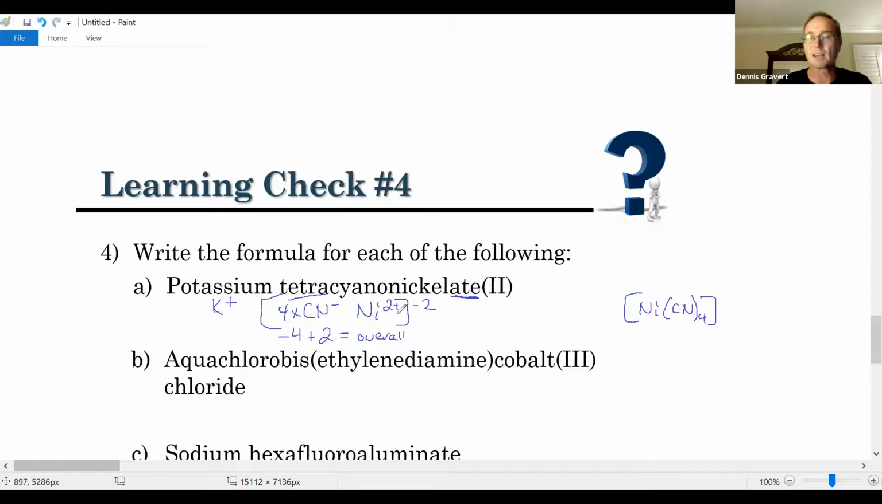If the whole thing has a net -2 charge, then how many potassiums do you need? To balance that, you need 2 of them. And there's the formula.